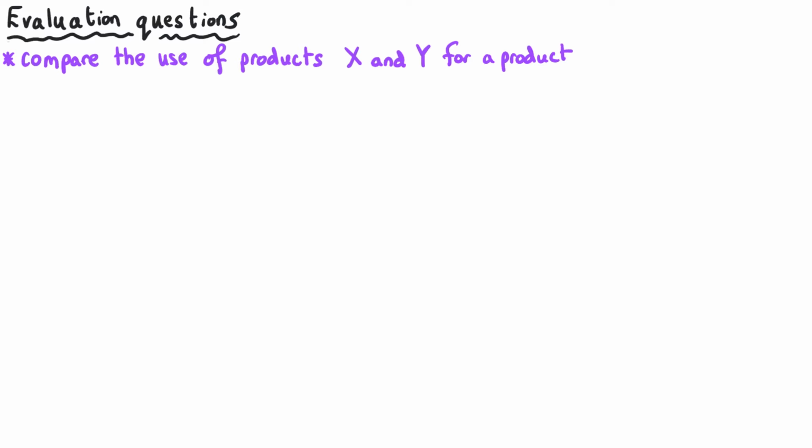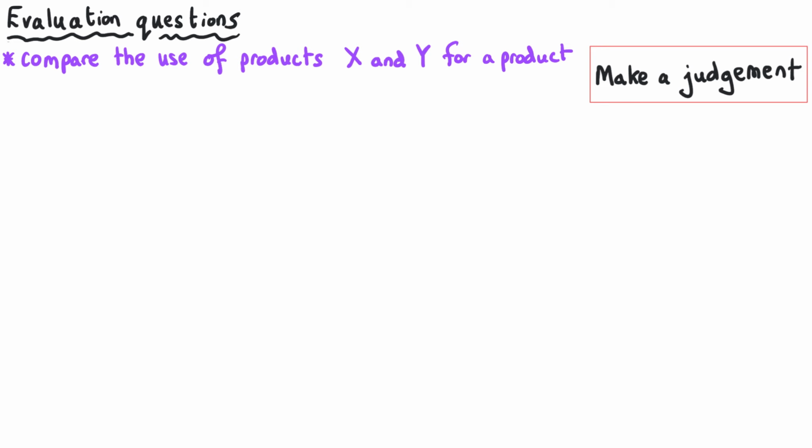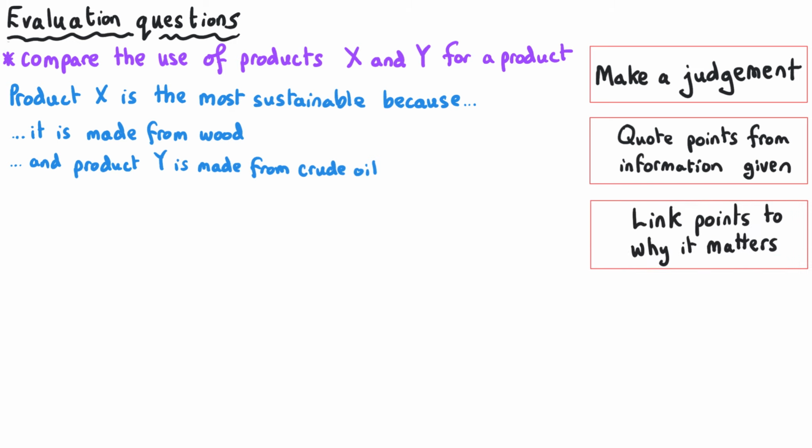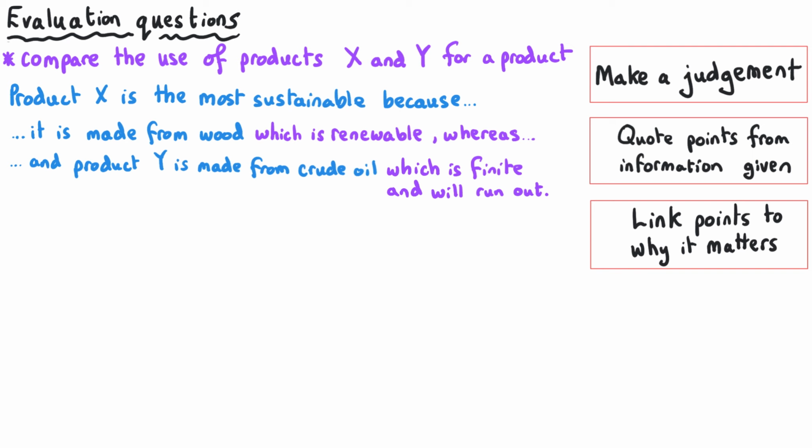By far the most common type of exam question is an evaluation question, where you are asked to compare the use of product X or product Y for a particular function. And when you're asked to do this, you need to make a judgment about which you consider to have the least environmental impact overall. You need to use some of the examples of the data or facts that you've been presented with in a question, and you also need to explore why those facts matter. So make your point about it uses crude oil, whereas this one uses wood, and then we need to explain that crude oil is a finite resource, which means it will eventually run out, and that makes it unsustainable.